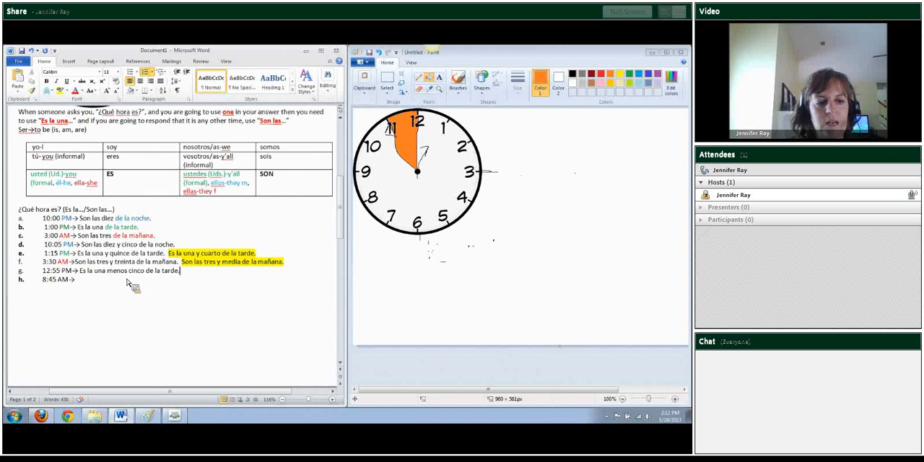And down here, if it's 8:45, I'm going to go ahead and say, because 8:45 is almost 9, I'm going to say "son las 9 menos." And then when you do that, you can do the same thing again if it's 8:45.